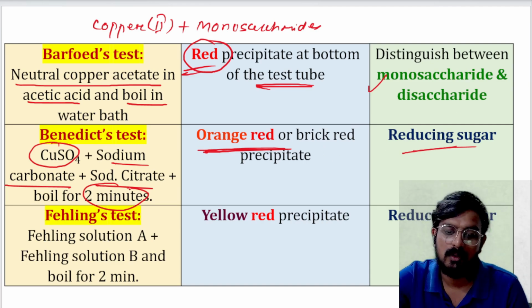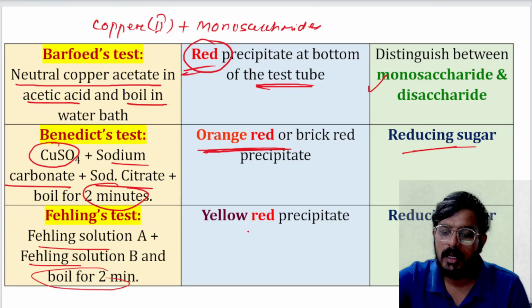That is called reducing sugar. Next is the Fehling test. When Fehling solution A and Fehling solution B are boiled for 2 minutes, a yellow-red color develops. That is also for the reducing sugar.